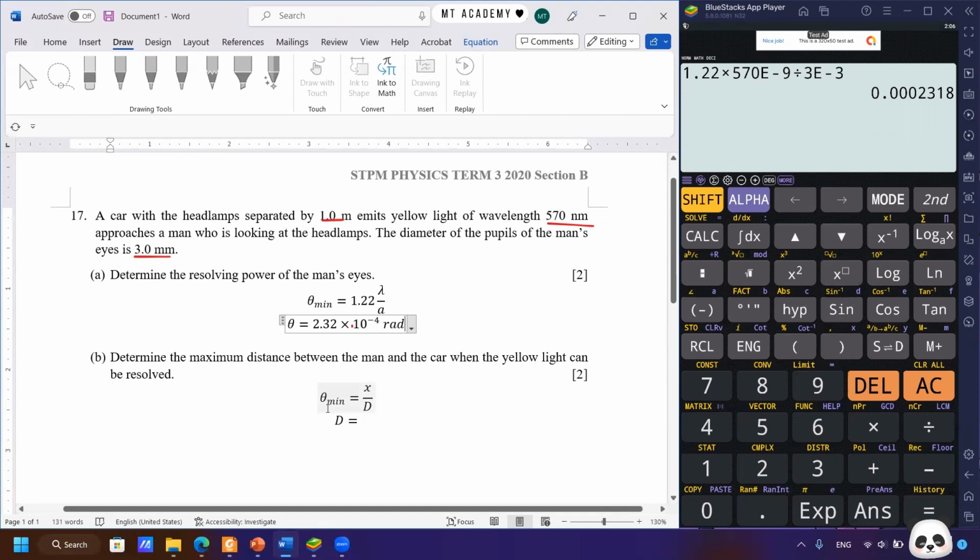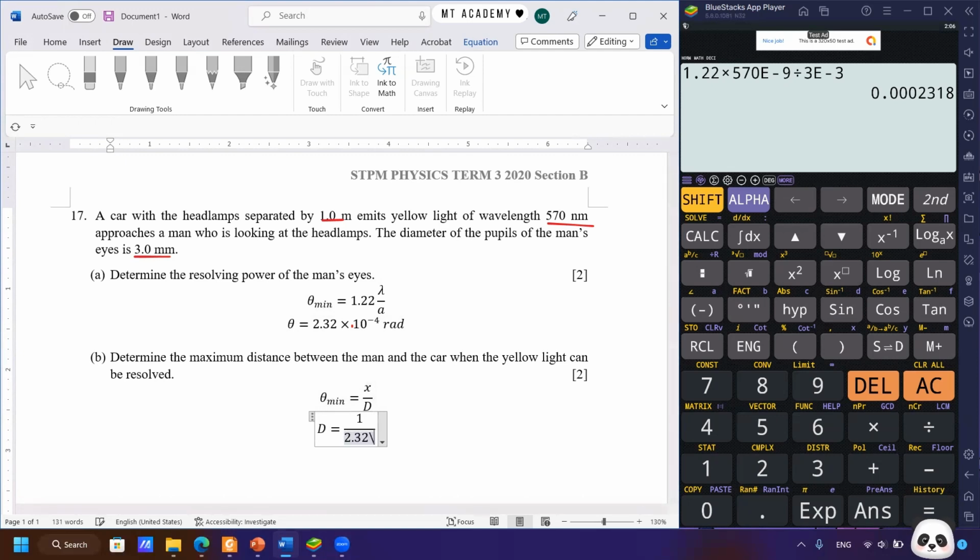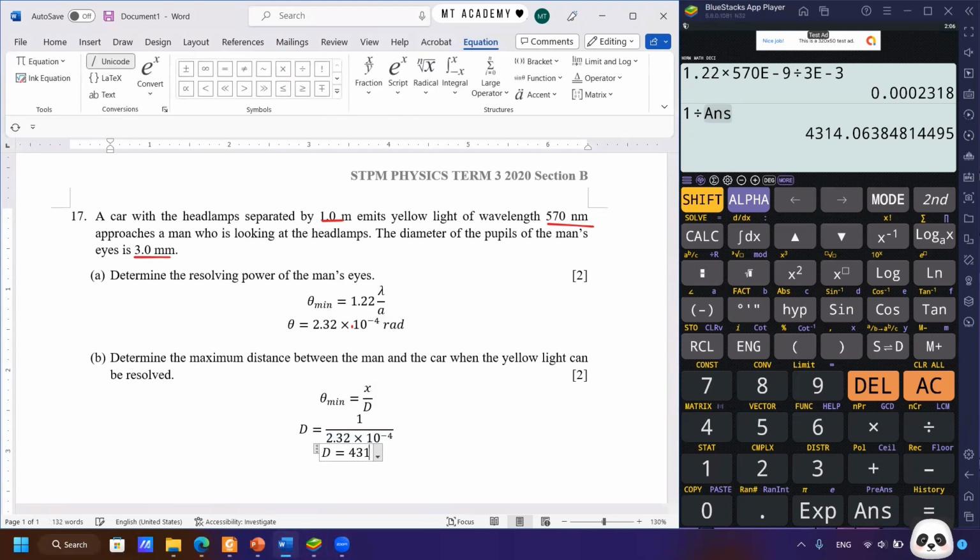So what you need to do here is use the formula again. The maximum distance is equal to x, which is 1 meter, the distance between the two headlamps, divided by the minimum angle value, 2.32 times 10 to the power of -4. So that will be 1 divided by that. What you get is that the maximum distance is about 4,300 meter.